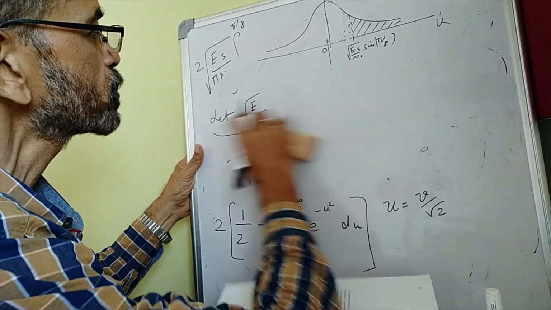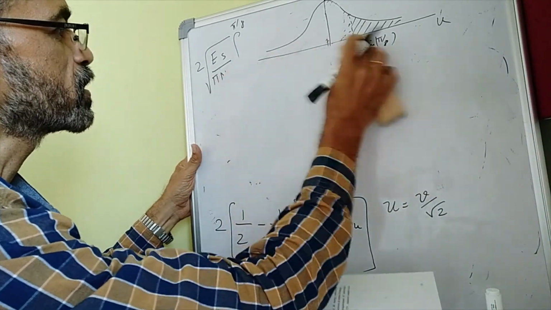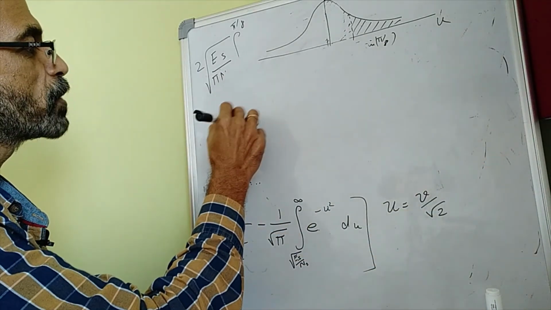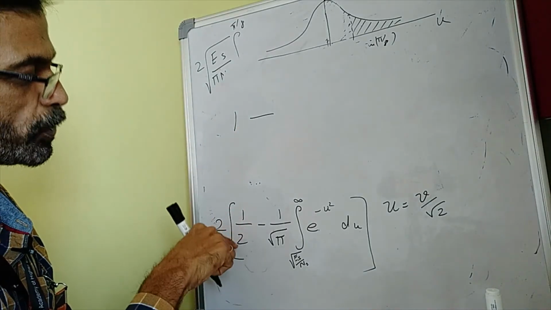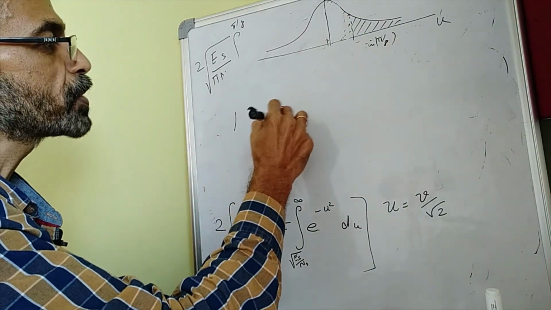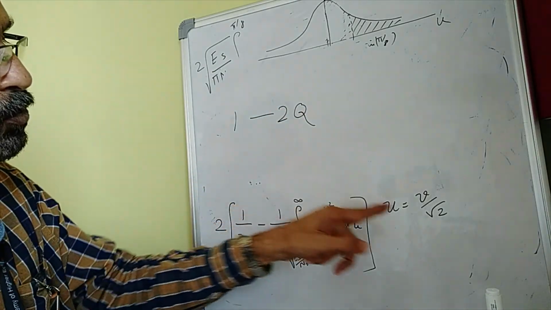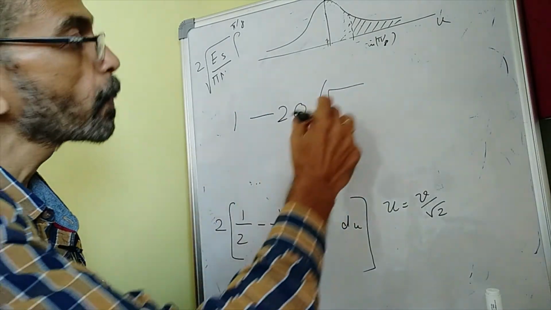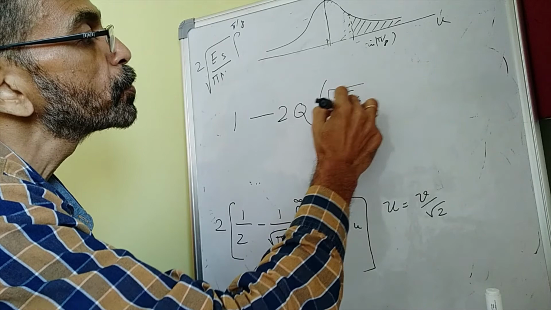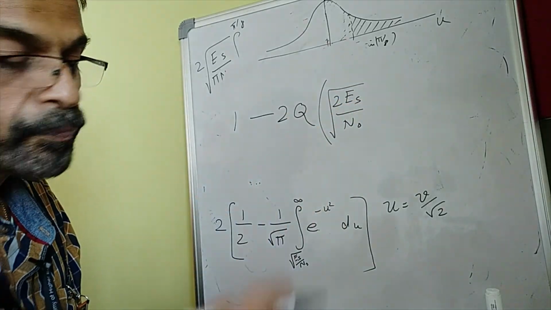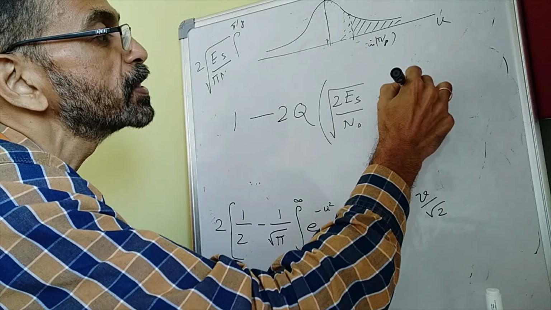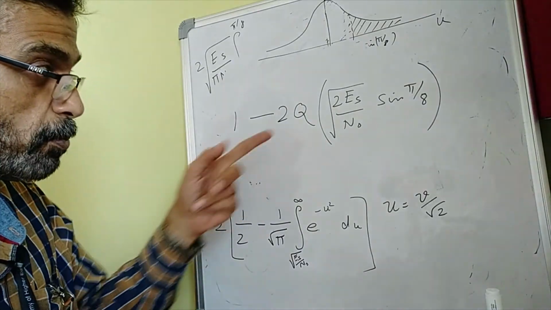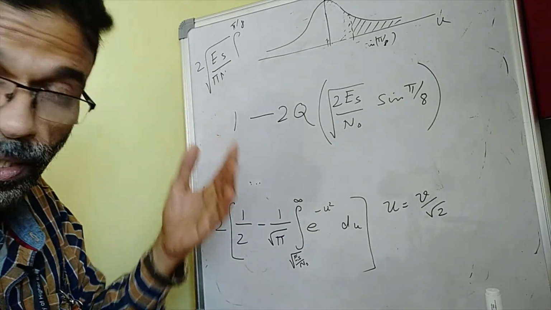that is, if you make this substitution and express the integration in terms of Q function, you will end up getting this as equal to 1 minus, the 1 arises because when I open up the bracket, 2 and 2 get cancelled, 1 minus 2 times Q. So this Q is what you will get if you make this substitution here, 2 times Q of root 2 Es by N0 sine pi by 8. And hence, now this is the probability of the signal S0(t) being detected correctly.